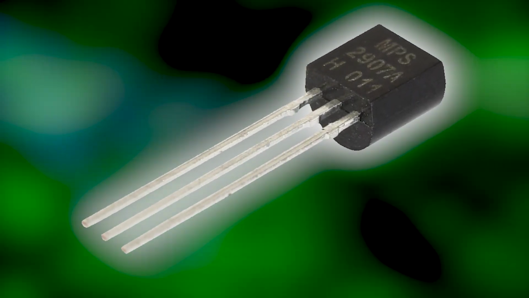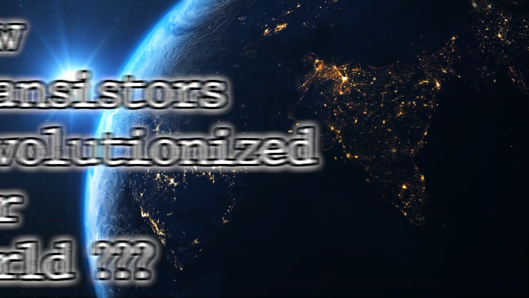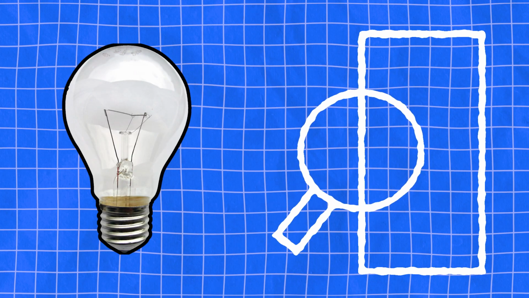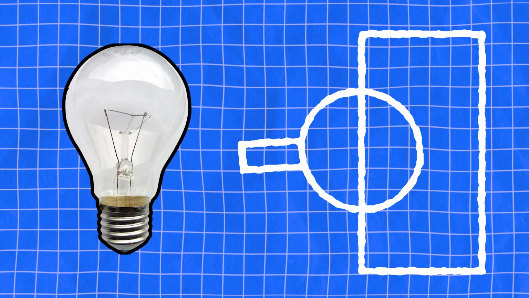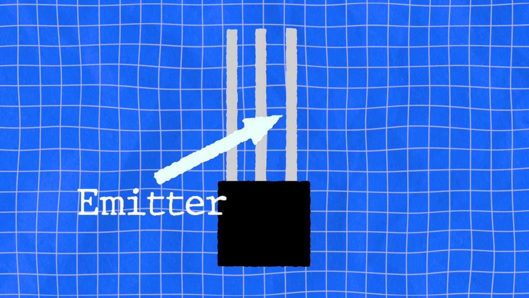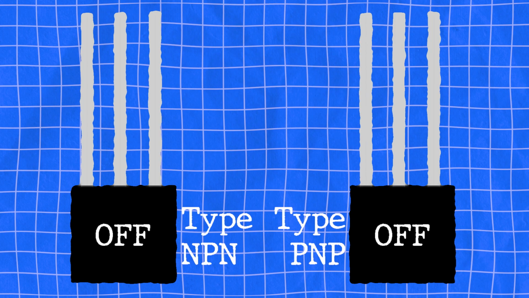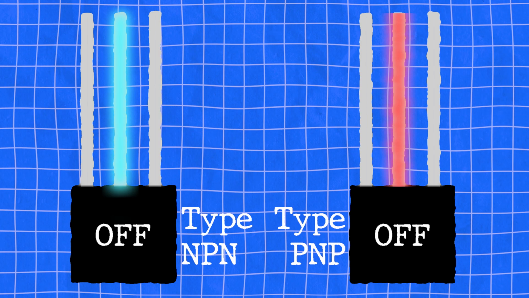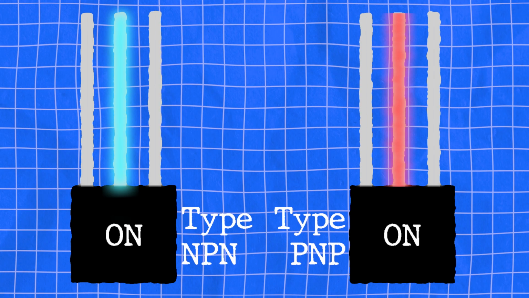Okay, so without further ado, let's see what transistors are and how they revolutionized our world. The best way to think of a transistor is as a switch that controls the flow of current. But instead of controlling electricity with a physical switch that you push up or down with your finger, a transistor uses an electrical signal. It has 3 pins: the base, the collector, and the emitter. Depending on the type of transistor, either a positive or negative potential at the base controls the flow of current, but we'll get into that later.